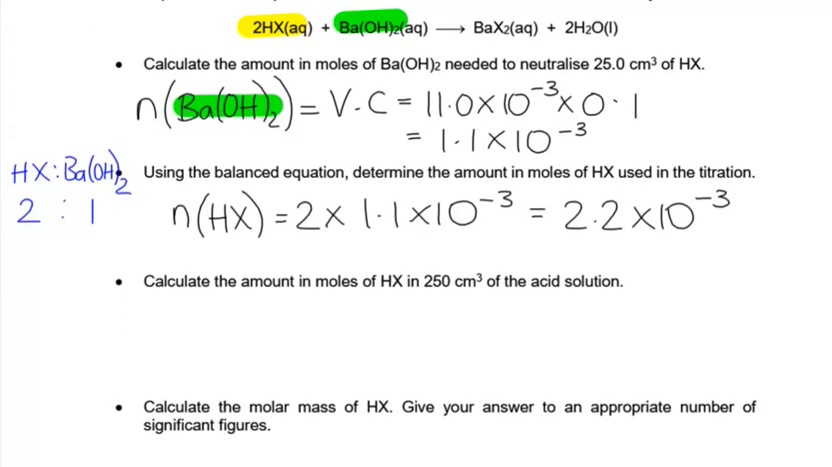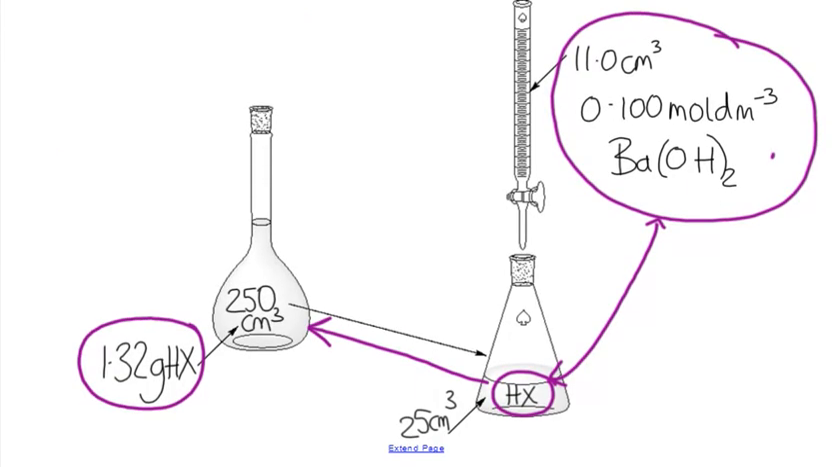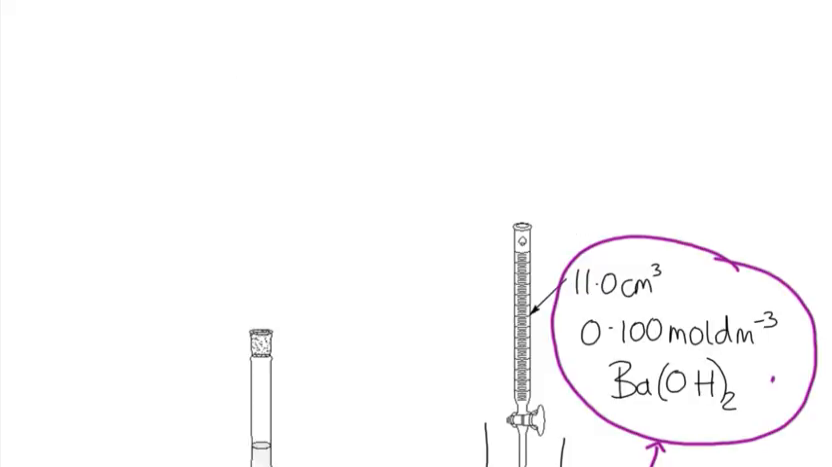Now, given that we know the number of moles of HX, this is still in our titration experiment. So if we were to look at our picture again, this is the number of moles of HX down here in our titration. That's how those two have reacted in this section. The barium hydroxide and the HX have reacted in the conical flask. And that's how many moles must be in the conical flask. We now need to work out how many moles are in this bigger flask. What portion of it did we take from one flask to the other?